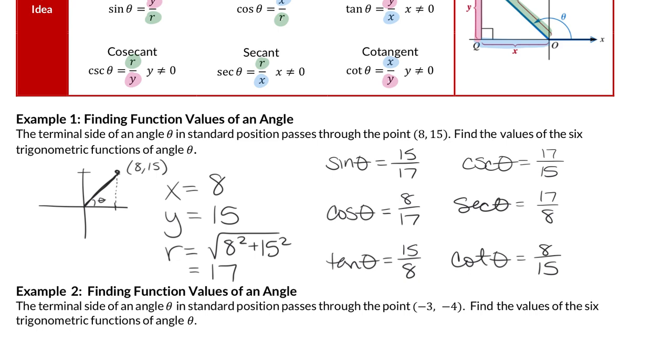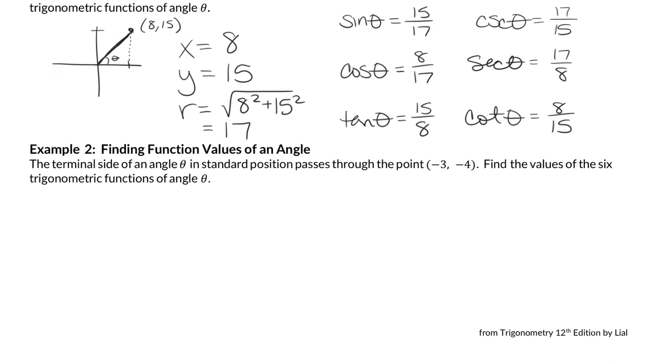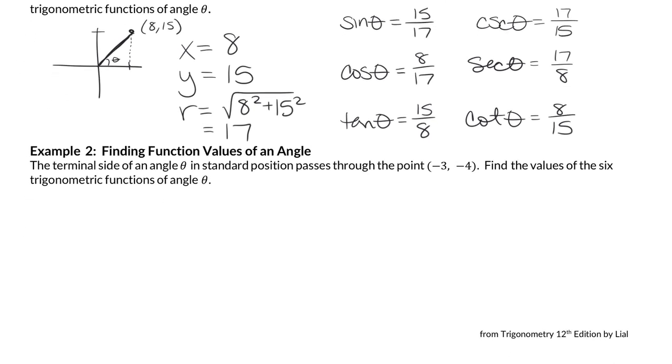In example 2, it's the same exact question. It says the terminal side of angle theta in standard position passes through the point -3, -4. We're going to find the values of the 6 trig functions of angle theta. Again, it's very helpful to always see what quadrant this would be in. For -3, -4, that means we're going to the left 3 and then down 4, so -3, -4 is somewhere here.